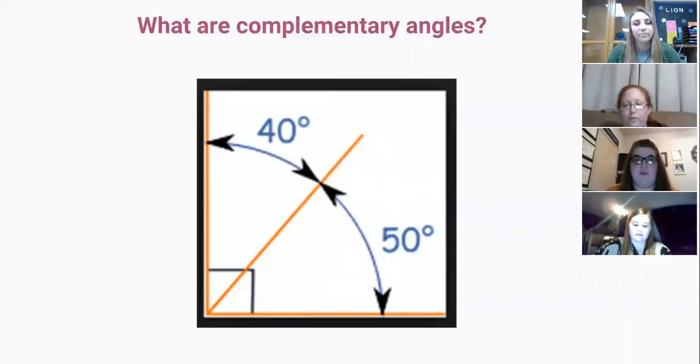So, hey, Chelsea, what are complementary angles? Basically, complementary angles are 2 angles that meet and add together to get 90 degrees. As you can see in the picture, it has a 50-degree angle inside of this right angle, and at the top we have a 40-degree angle. If you add 50 and 40, that's going to give you 90 degrees. So always remember, complementary angles add to give you 90 degrees.